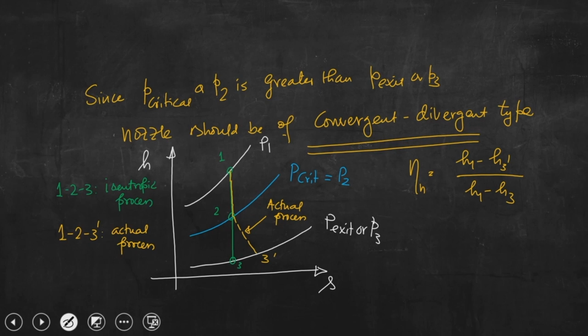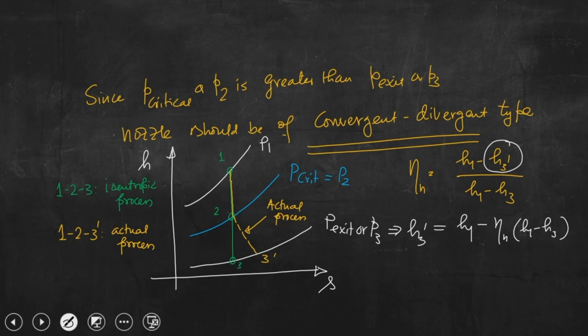Now, from steam table we can calculate what would be H 1, because we know the inlet conditions, that is pressure and temperature is given. So, what we need to know? We need to know H 3 prime from this expression. So, we can write H 3 prime will be equal to H 1 minus eta nozzle into H 1 minus H 3. Here H 1 we can calculate from steam table, H 3 we also can calculate from steam table, because if we can calculate entropy at point 1, entropy at point 3 is also equal and we know the exit pressure. So, knowing these two properties, we also can calculate enthalpy from the steam table.